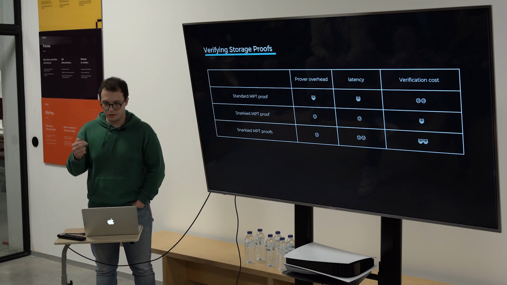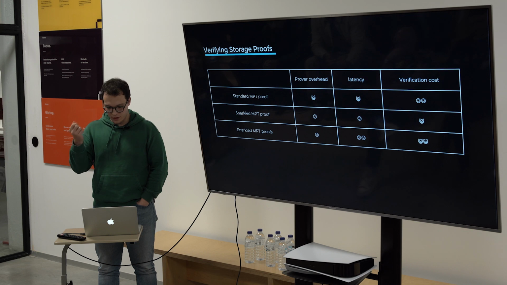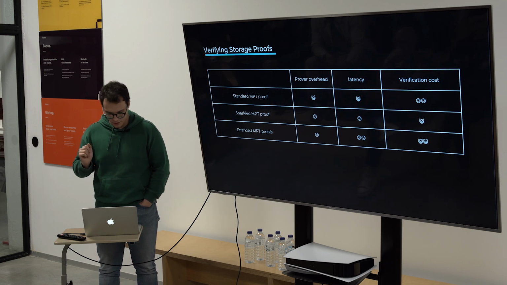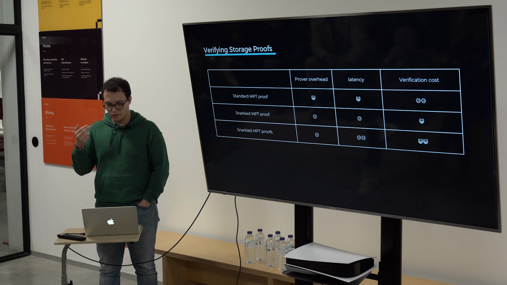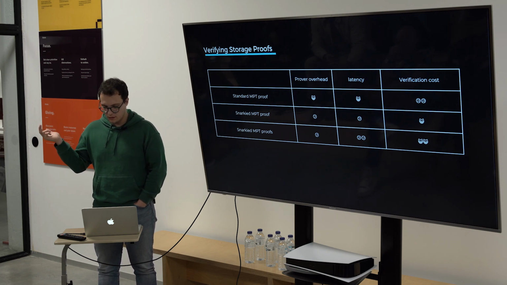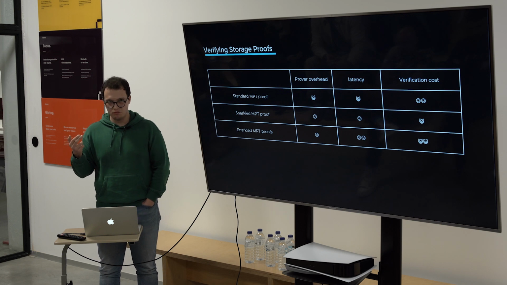Second approach, we can just snarkify this verification, or the verification of multiple proofs. Sorry, this is the third approach, actually. So we need to prove this computation. There is a bit of latency because we need to generate the proof. And verification costs, we should be, generally speaking, happy.